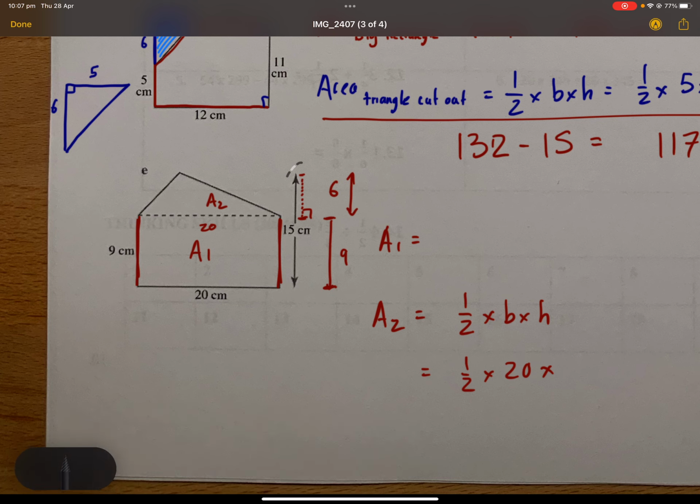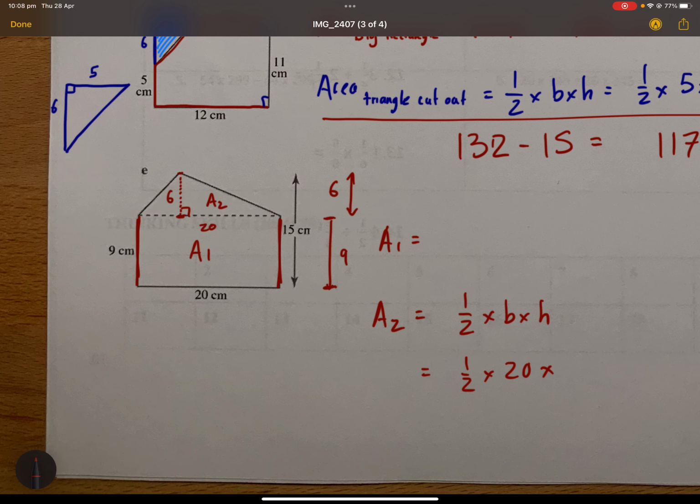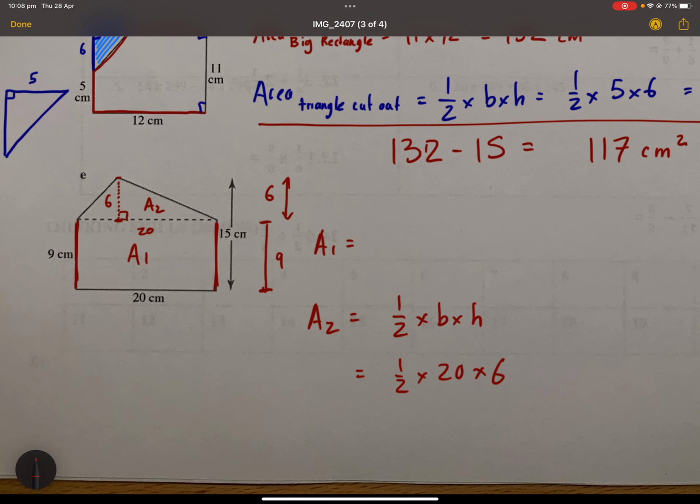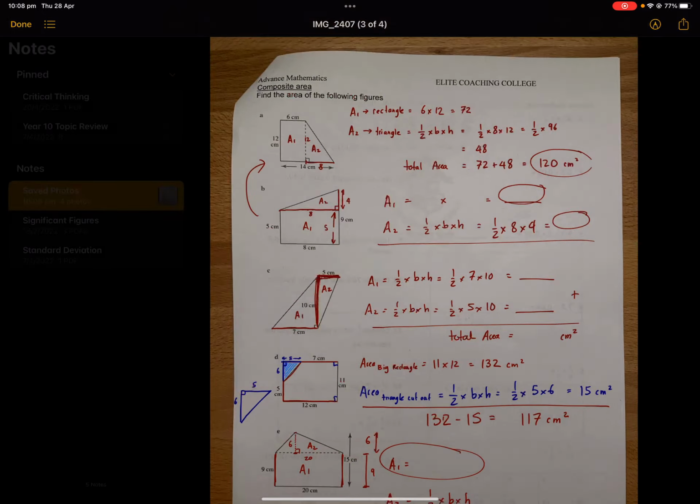So what does that mean? That means that the height of the triangle is 6. So we have the height of the triangle, which is 6. We plug it back into the formula, and we have a half times 20 times 6. So that's equal to, what's 20 times 6? That's 120. 120 divided by 2 is 60. Okay. And then what you're going to do is add the area of the rectangle plus the area of the triangle there, and you get the answer. Okay, last page.